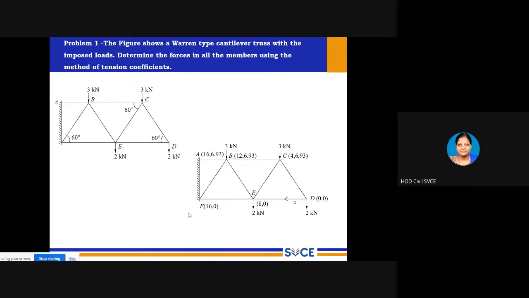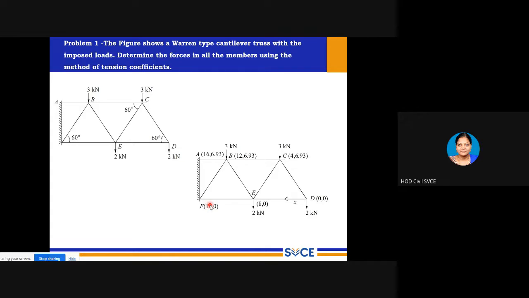Here in problem one, it shows a barren type cantilever truss with the imposed loads as shown in the figure. And we have to get the forces in all the members using the method of tension coefficients. So here, we have to fix the coordinates. The coordinates are also given in the second diagram. You can see here.